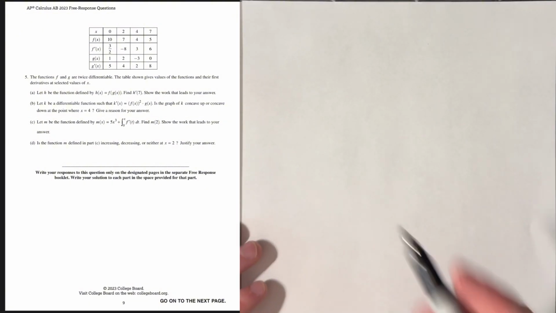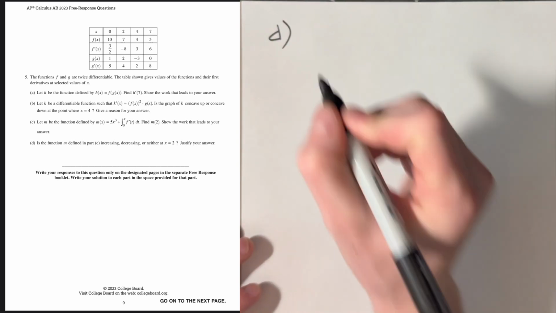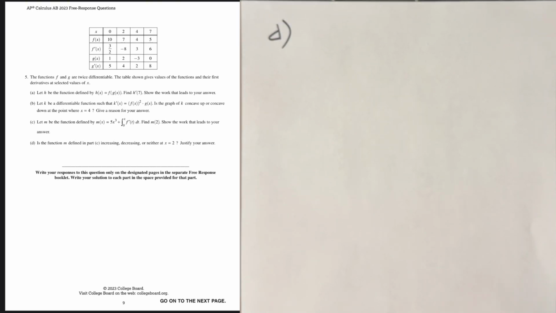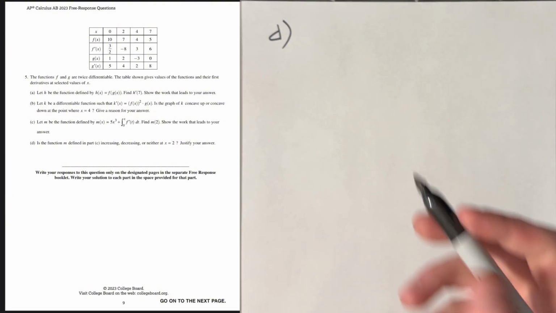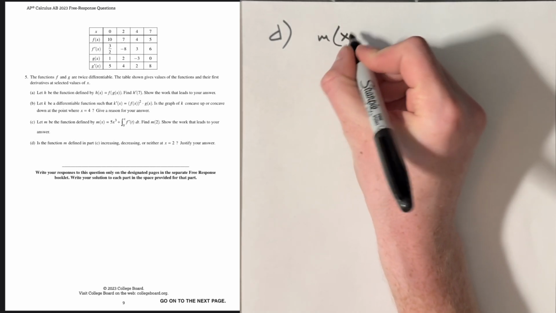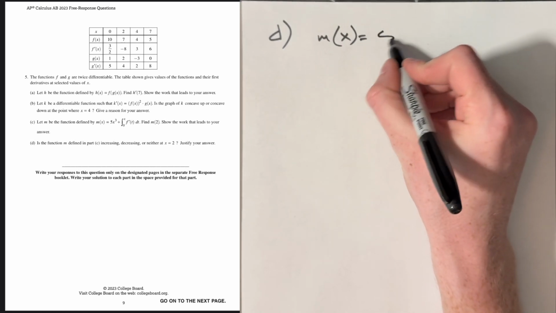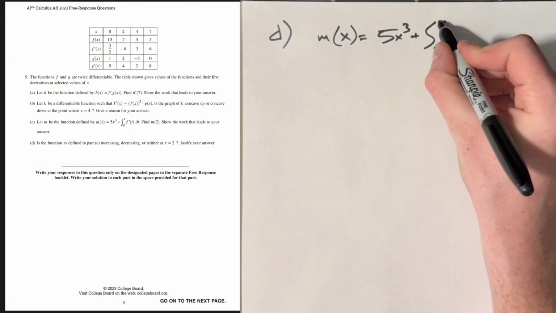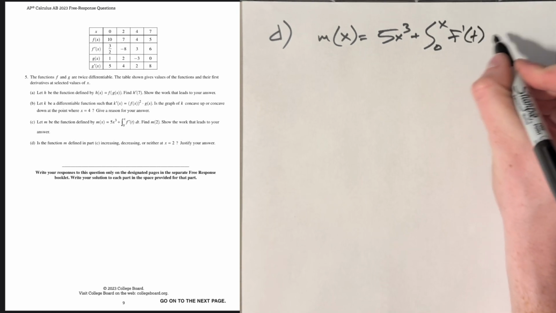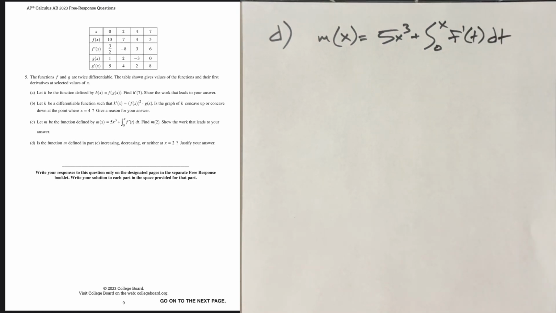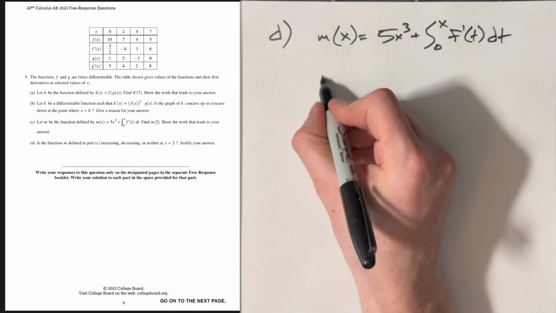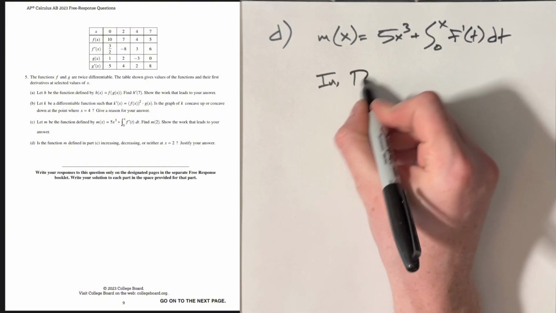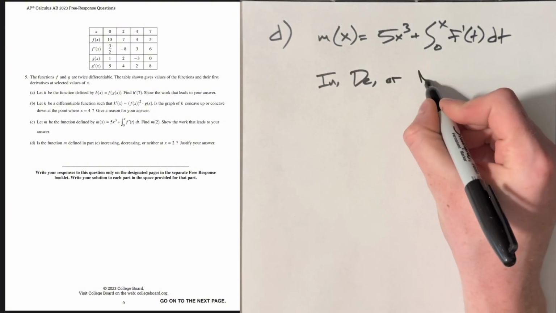So now we're moving on to part D, and this is our final part to this question. And it asks us, is the function m defined in part C increasing, decreasing, or neither at x is equal to 2? So let me rewrite this function just so we can get a good look at it. F prime of t dt. Okay. So it asks us if the function is increasing, decreasing, or neither.